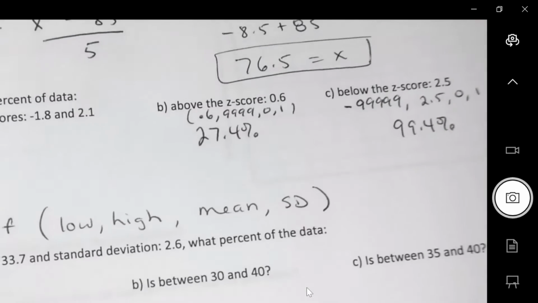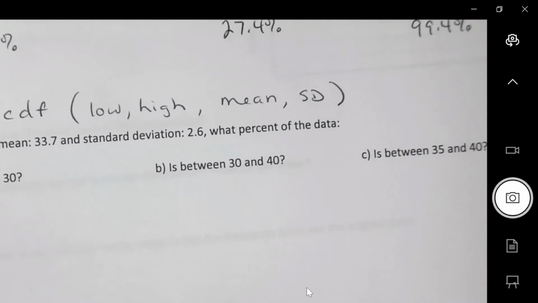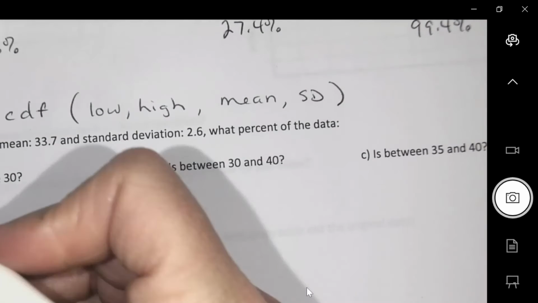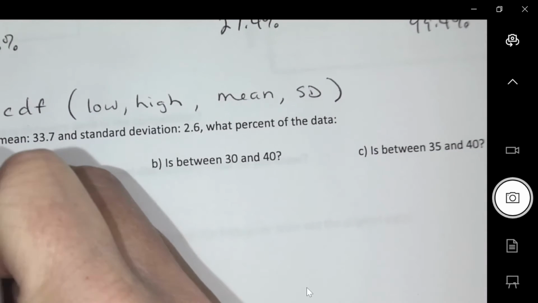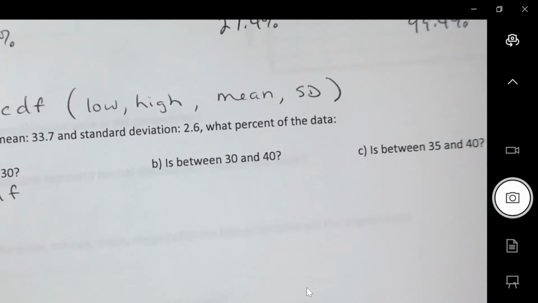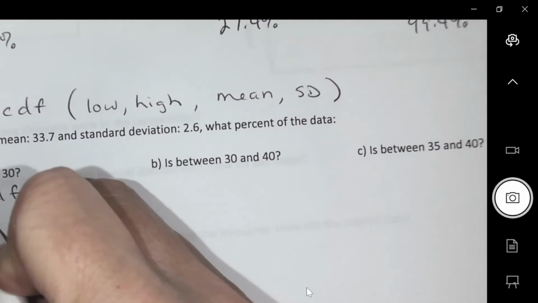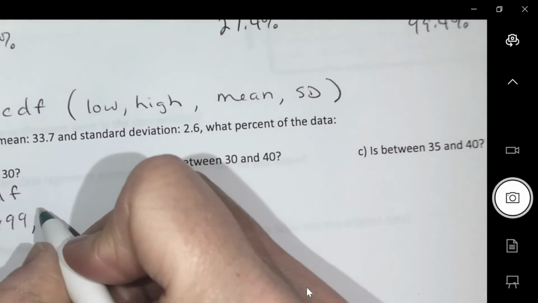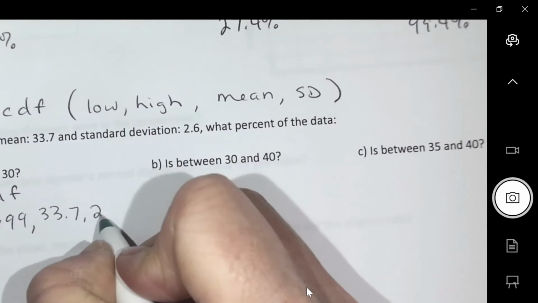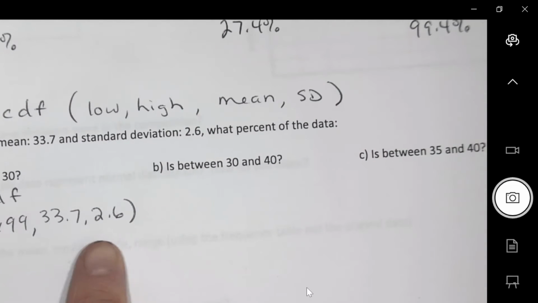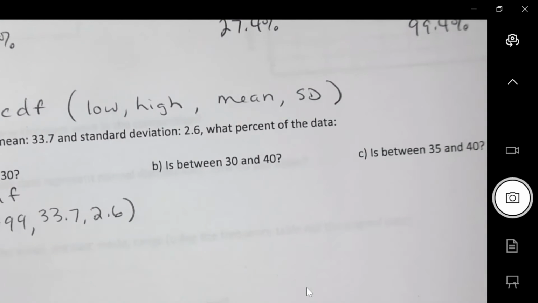Okay, now we're going to do the same thing, but we don't have 0 and 1. So it's basically the same idea. So in the next one, you're going to do the normal CDF. Same thing. So above 30, you're going to do 30, and then the 99999, comma, the mean, comma, the standard deviation. So this time, it's not 0 and 1 because our mean is not the z-score mean.